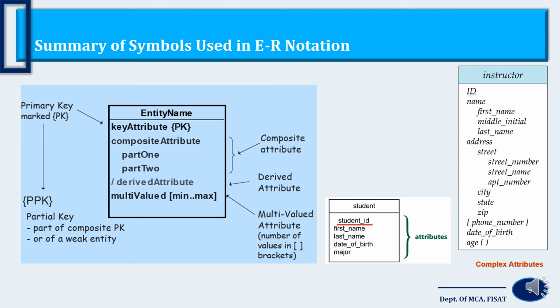Then we can specify the multi-valued attributes, and the number of values can be specified in square brackets. Then we can specify the derived attribute. Here the age is a derived attribute.